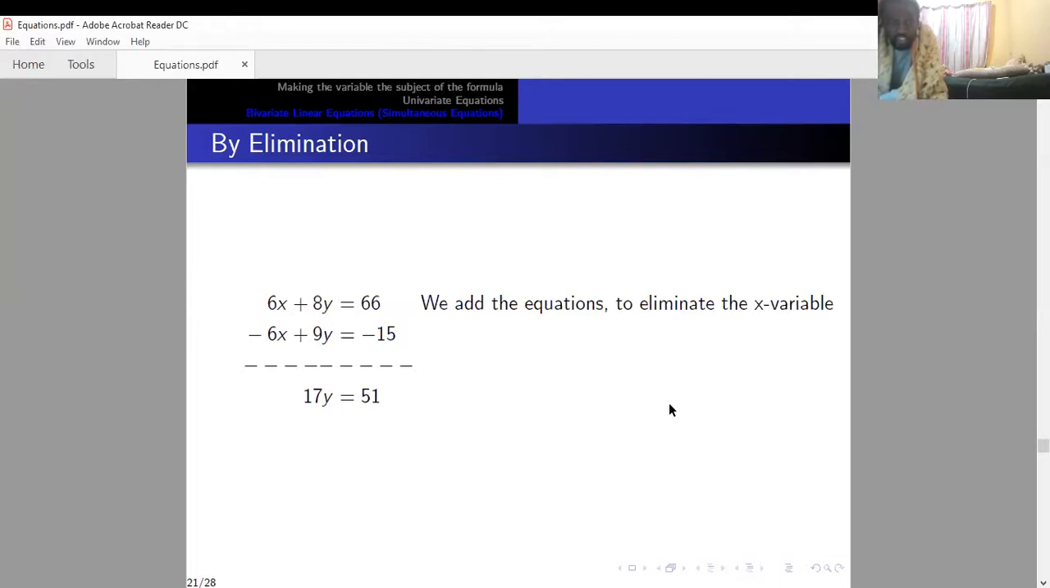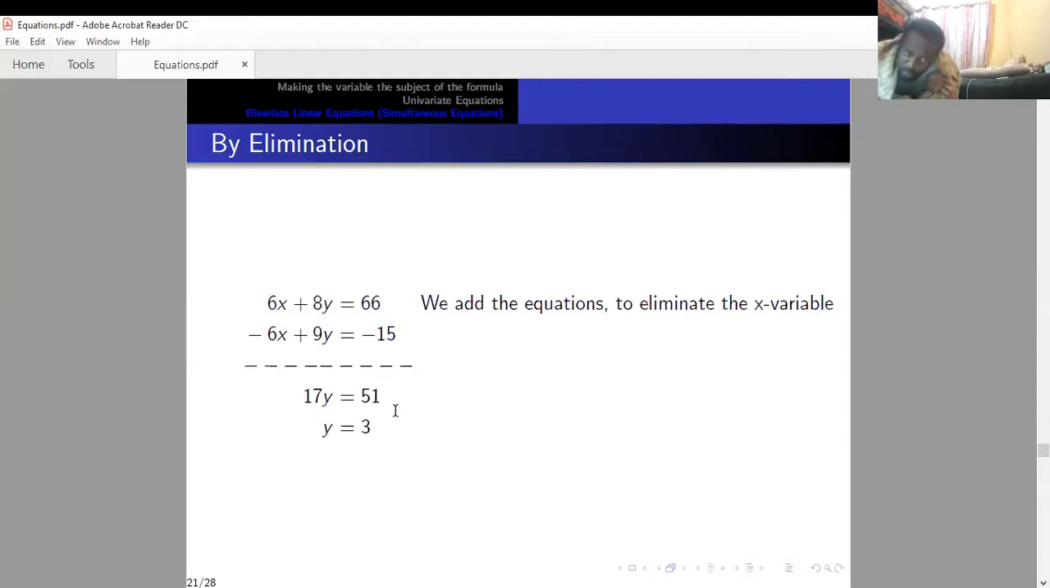And then when you add these two, remember, 6 minus 6 is 0, so nothing to add. Whereas 8y plus 9y is 17y. 66 minus 15 is 51. And 17y is equal to 51; when we solve for y, 51 divided by 17 is 3.